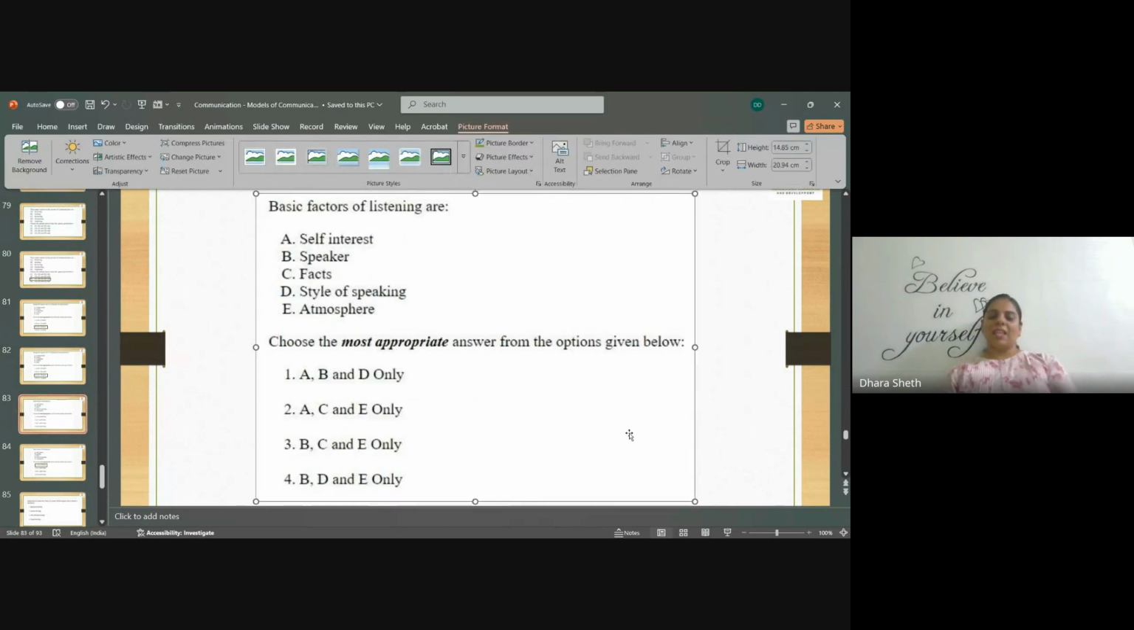Next, the basic factors of listening are. What are the basic factors of listening? Self-interest, speaker, facts, style of speaking, atmosphere. Listening.